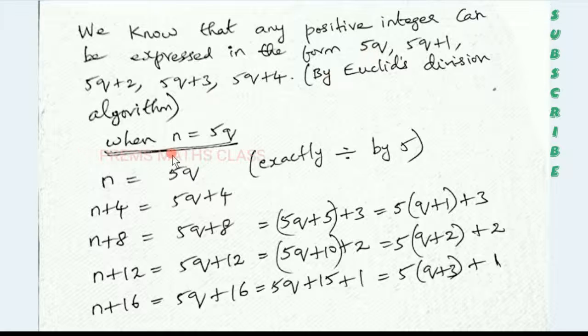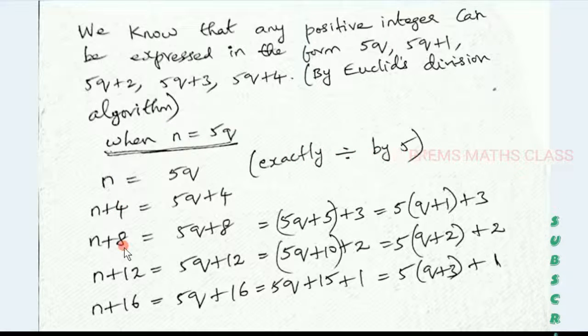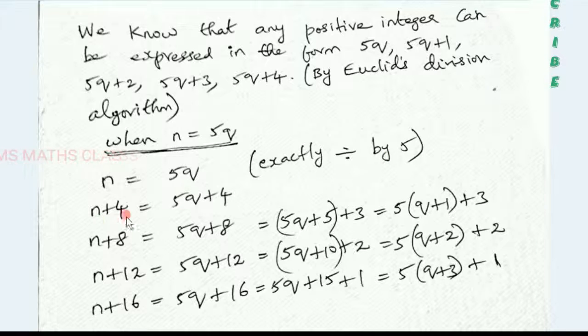Case 1. n is equal to 5q. When n equals 5q, we are going to substitute n equal to 5q in n, n+4, n+8, n+12 and n+16. First, n is equal to 5q, so it is exactly divisible by 5.